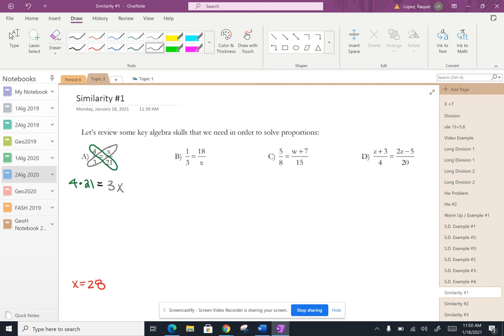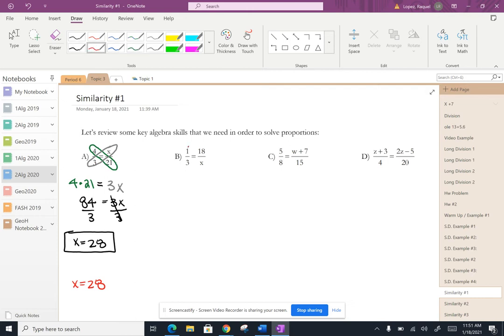So let's go ahead and simplify. 4 times 21, that's going to give me 84. So I have 84 equals 3x, and then I just do some basic algebra to solve. I'm going to divide both sides by 3, and I end up with x equals 28, which is the same thing that I got when I solved it the other way. Okay, let's do the next one.